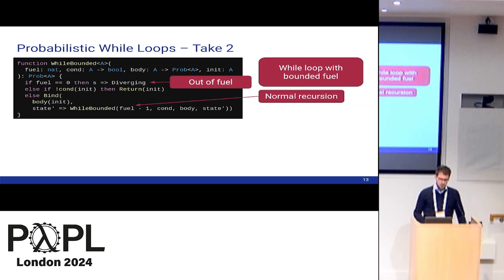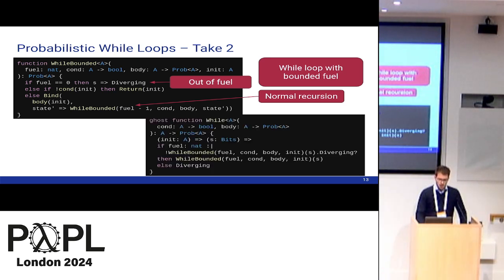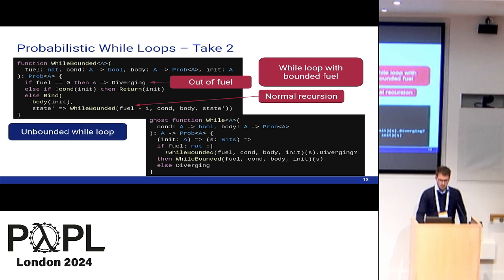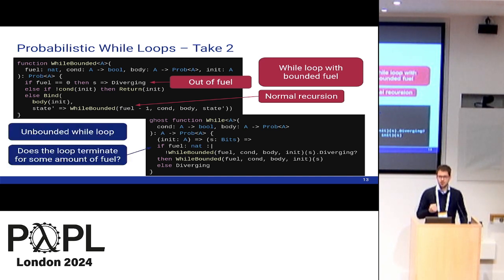And otherwise, we do the same thing as before, recursing, but now decreasing the fuel by 1. So this is just normal recursion, and Dafny' can prove that it terminates. Now, how does the unbounded while loop work? The idea is that for a given initial value and a given bit stream, we check whether there is an amount of fuel for which the bounded loop terminates. If that exists, then we just take that bounded loop, and otherwise we diverge.